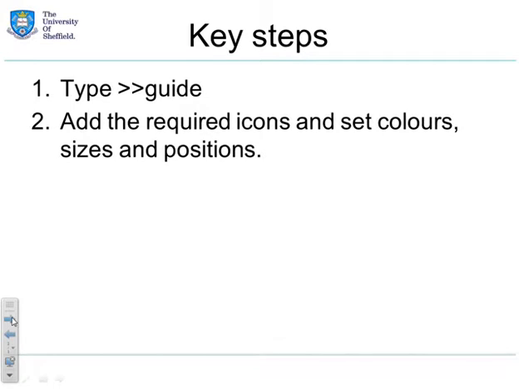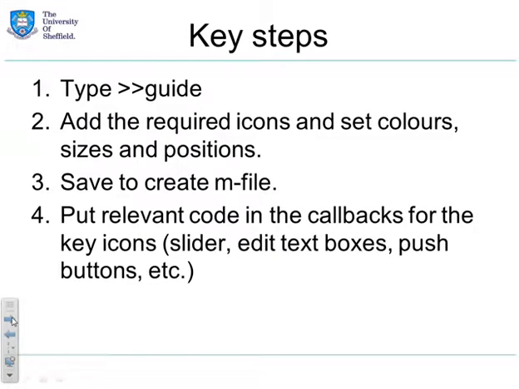Then, once the relevant windows appear, you add the required icons and set your colours and sizes and positions. In essence, you create a picture of what you want your GUI to look like. Then you type save, and when you do this, MATLAB will create the associated M file for you. You now go into the M file and you put the relevant code into the callback subfunctions relevant to all your active icons, which are likely to be things like the slider, the edit text boxes, the push buttons, and so on.